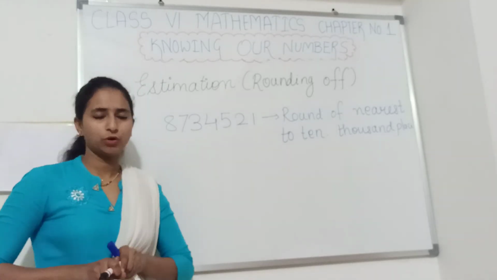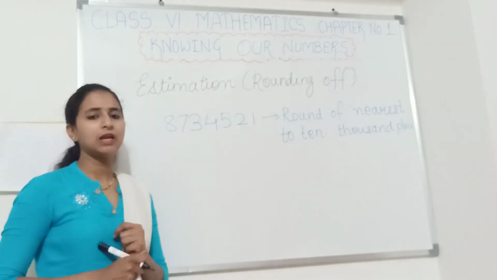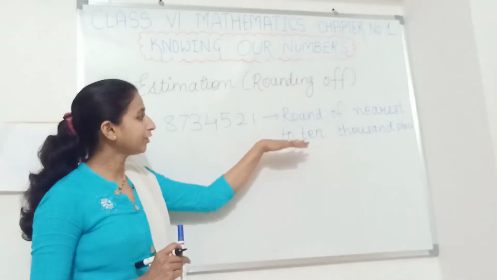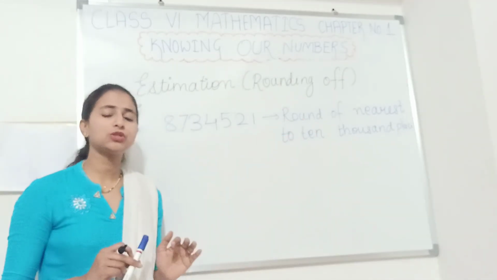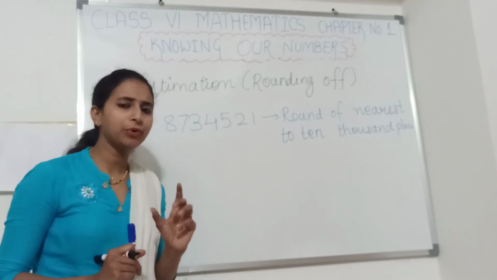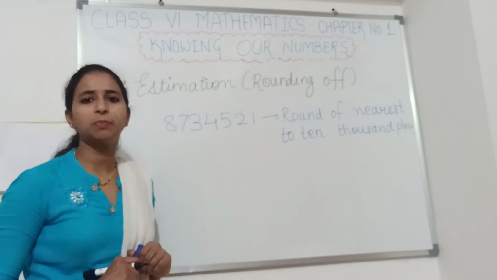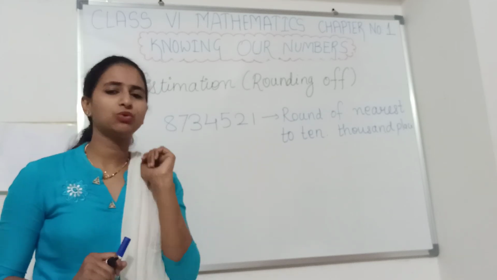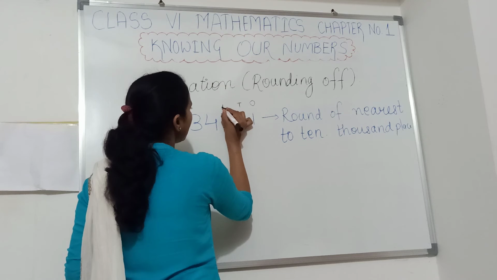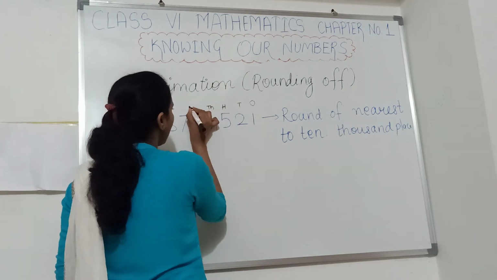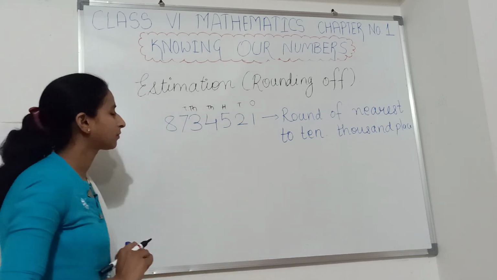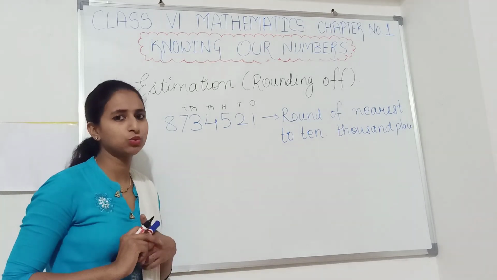Students, this is the question which is given to us. This is a large number, and we have to round off this large number to the nearest 10,000 place. First, what are you going to do? You have to find which digit is in the 10,000 place. For that, you should know place values very well. This is my ones place, this is my tens place, this is 100, this is 1000, and this is 10,000. So let us do the next step.